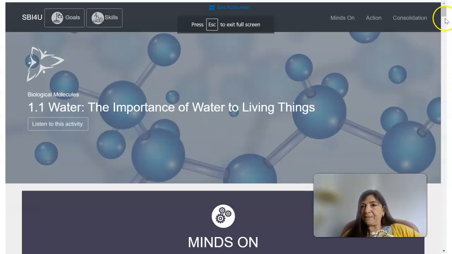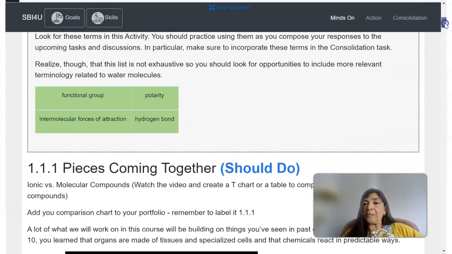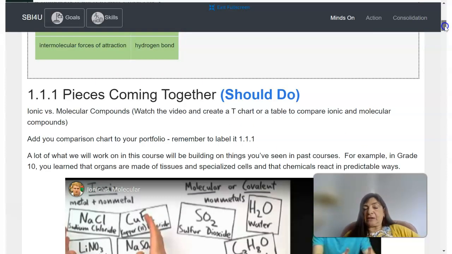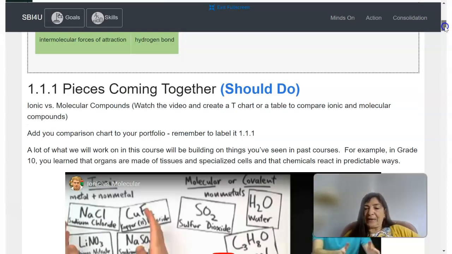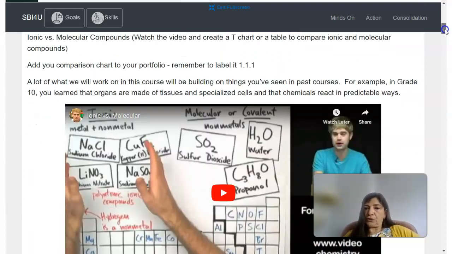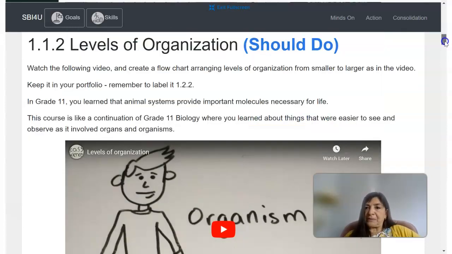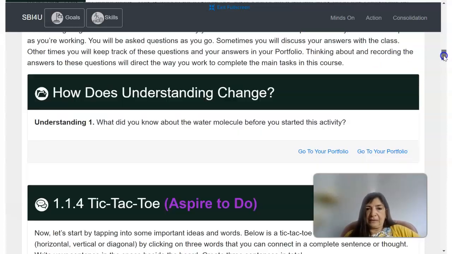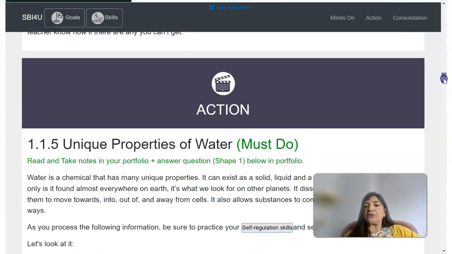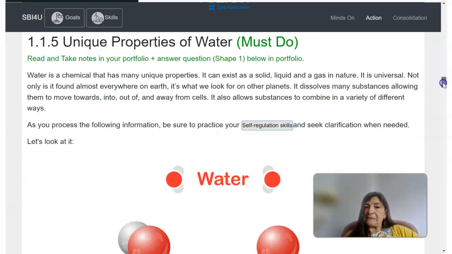contains 3 parts. The Mind On, which is the first part, or the warm-up, will provide you with some activities that prepare you for the activities of the lesson, or remind you of the prior knowledge, or help you start working on a specific skill that will be developed in this lesson. Then starts the second part, which is the action. It's the actual learning part, in which you're going to perform different types of activities.